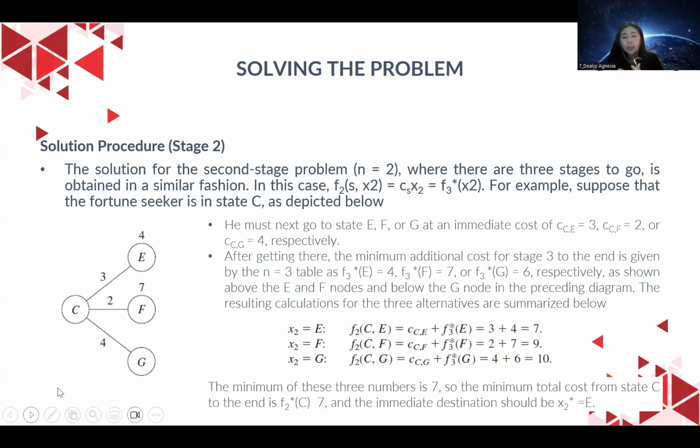Next we solve the problem for stage 2, where the traveler has 3 runs left. For example, if the traveler is in state C, they can go to state E, F, or G. The total cost is the sum of the immediate cost and the cost from the next state to J. Here the optimal choice is to go to state E, with a total cost of 7.